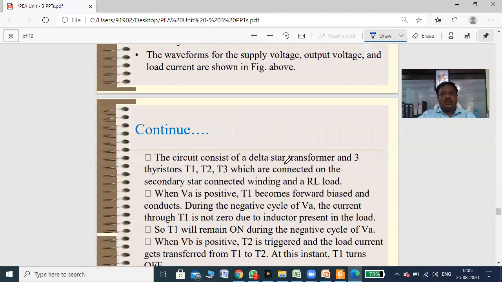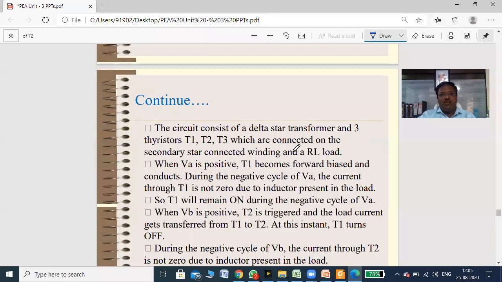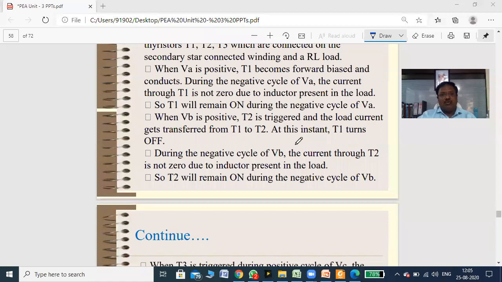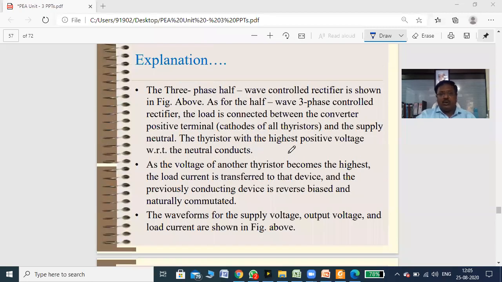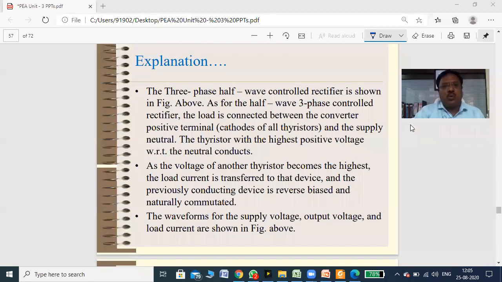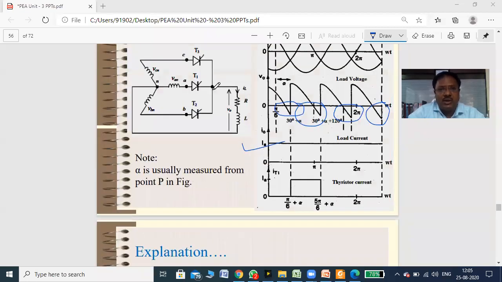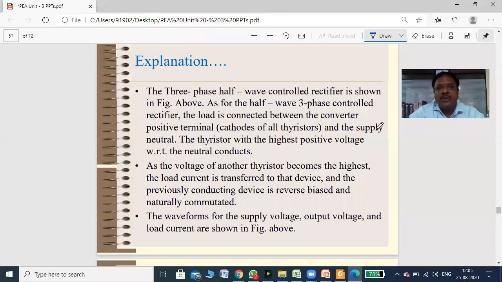This is given here, the working of this particular circuit, for your reference. So I'll just read it so that you can understand what we learned here. Three phase half wave controlled rectifier as shown in figure. For the half wave three phase controlled rectifier, the load is connected between the converter positive terminal, the cathodes of all thyristors, and the supply neutral. Right. This is actually the cathode of all SCRs with respect to the neutral, that is given here.